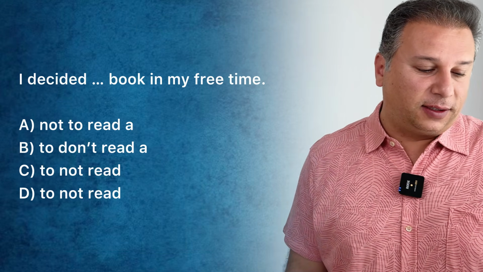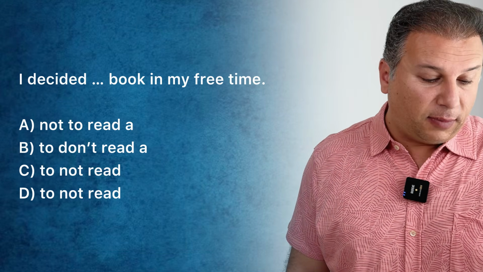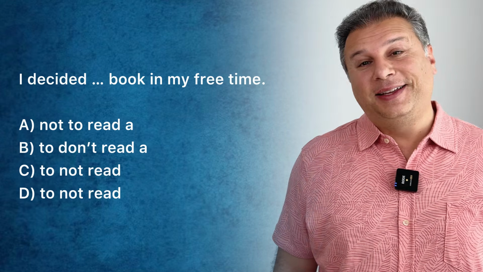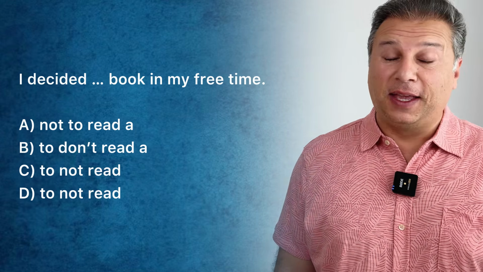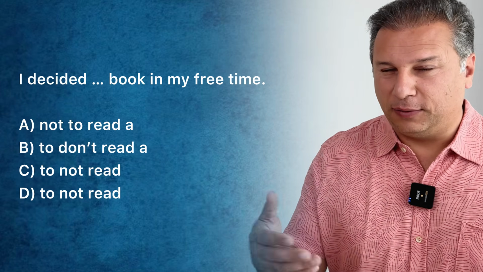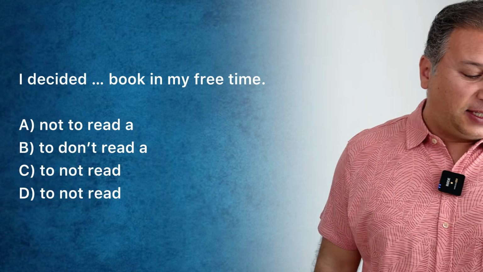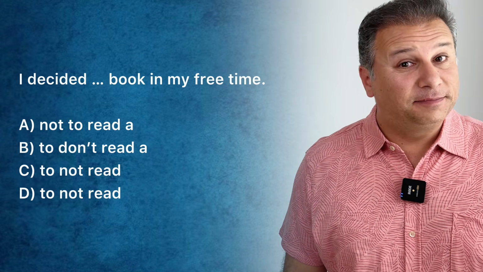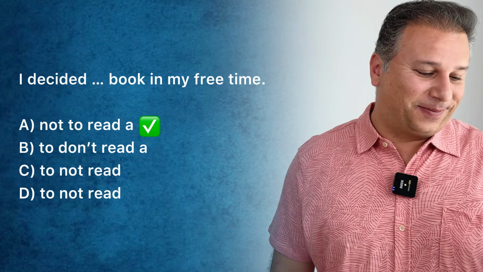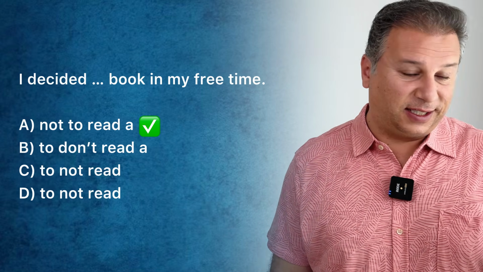And the last one, number 4, I decided book in my free time. Which one? I decided. Okay, let's check that. You keep thinking you can answer this one. It's a good challenge. So A, I decided not to read a book in my free time. This is the correct answer. B, I decided to don't. To don't is wrong, is not correct.